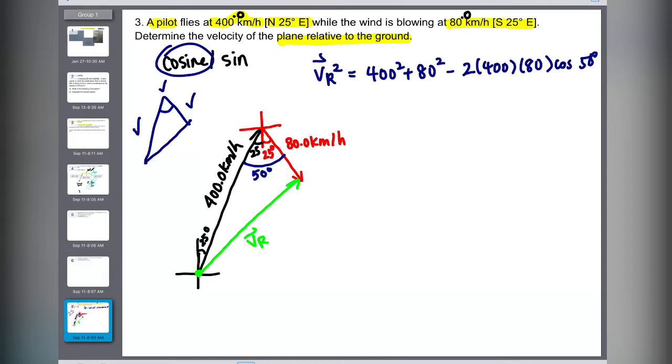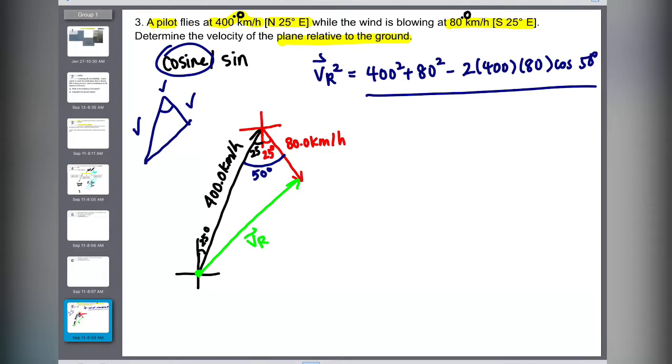Learn how to punch it in your calculator. I usually just punch all of them in the calculator. A lot of people make a mistake and they start making an equal sign here before they multiply by cosine of 50. What you've done is you've multiplied everybody by the cosine of 50. So don't do that, right? So literally I would punch it straight into the calculator. So 400 squared plus 80 squared minus 2 times 400 times 80 times cosine of 50 equal.